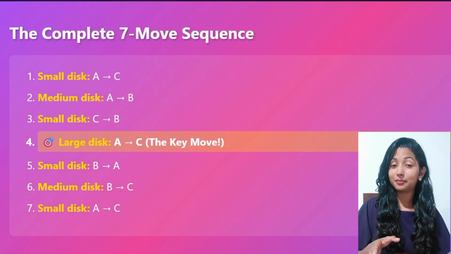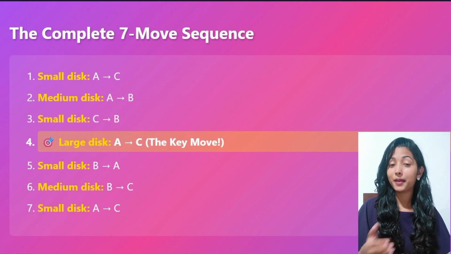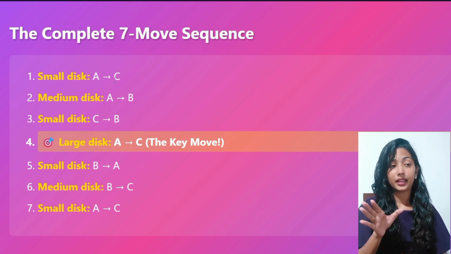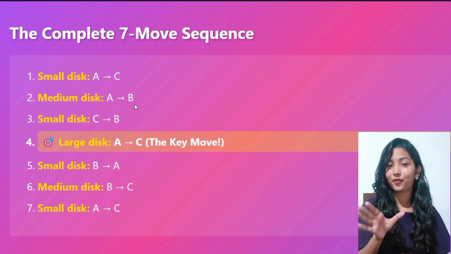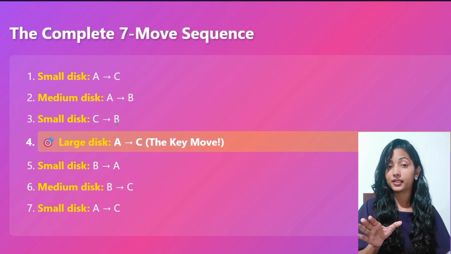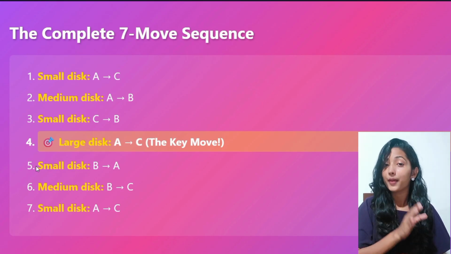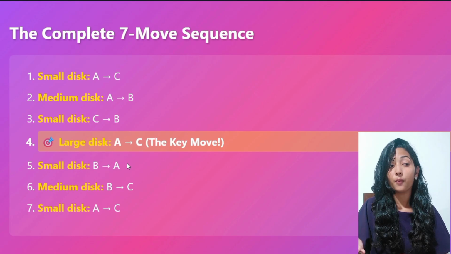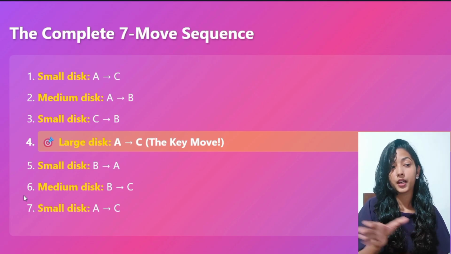I will explain the complete move sequence to understand the pattern behind it. So, first we move the small disk from peg A to peg C. Then we move the medium disk from peg A to peg B. And again we move the small disk from peg C to peg B. The fourth one is the key move. We move the large disk from peg A to peg C. And again we move the small disk from peg B to peg A.